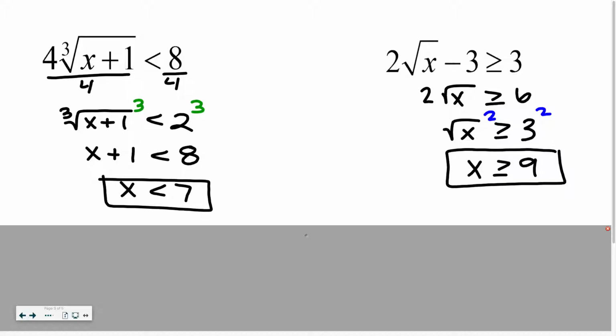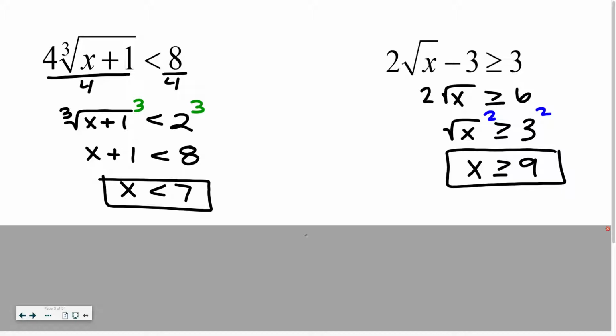Notice, why don't I say 0 is less than x is less than 7? It's a cube root. So could I put negative 1 in here? Could I put, let's say, negative 9 in here? Sure. Negative 9 plus 1 is negative 8. Cube root of negative 8 is negative 2. 4 times negative 2 is negative 8, and that's less than 8. So I can take odd roots of negative numbers. There's no low bound for me. Think about your graph of the cube root function. It continues forever left and right. So you don't have to restrict it on that side.